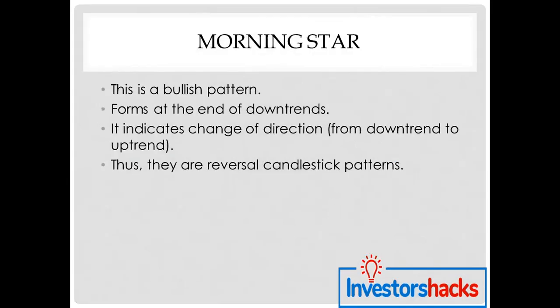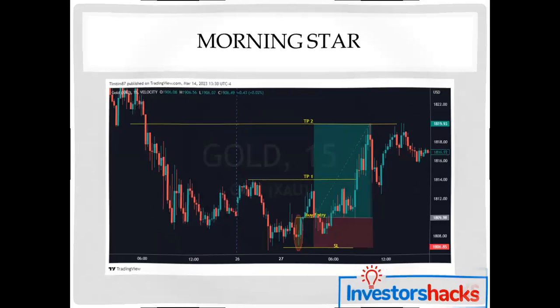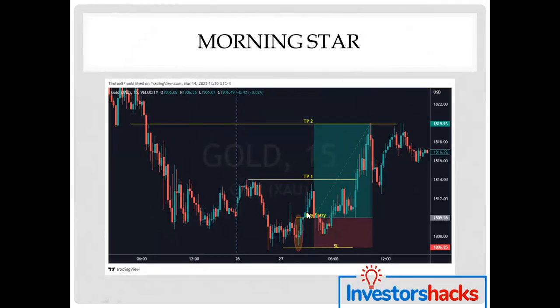So when we talk about the morning star, this is a bullish pattern, and it forms at the end of a downtrend, or at the bottom of the downtrend. It indicates a change of direction, that is from a downtrend to an uptrend. So when the morning star pattern forms, it will signify a change from downtrend to an uptrend. Therefore, they are reversal candlestick patterns.